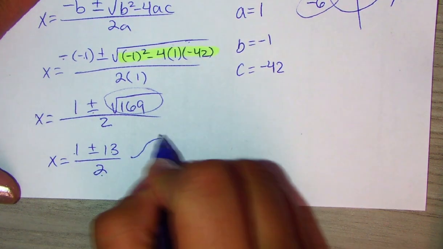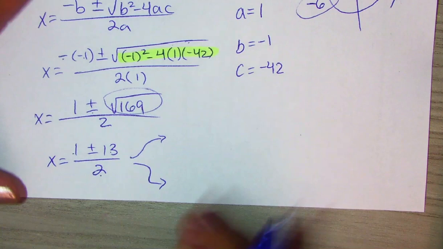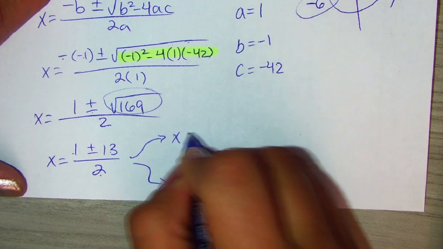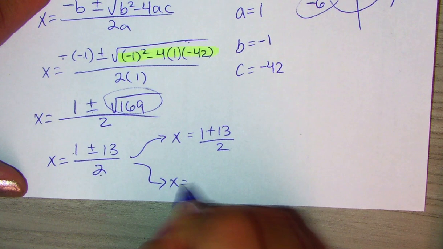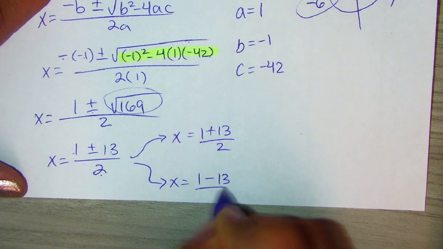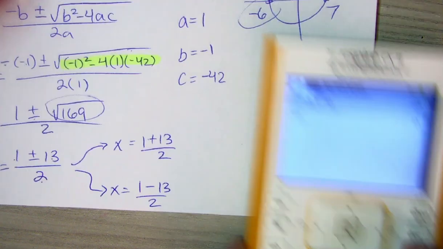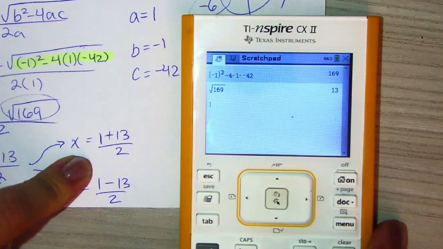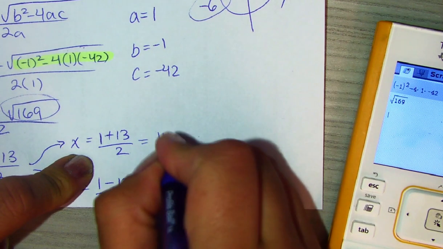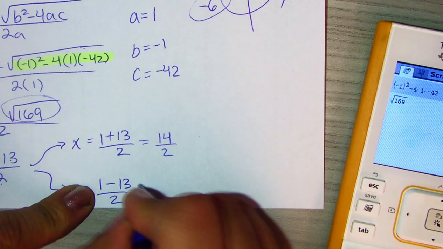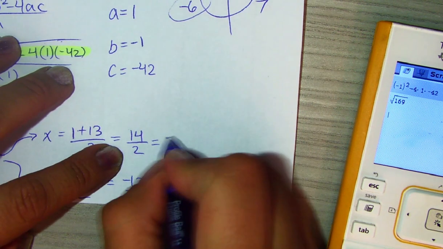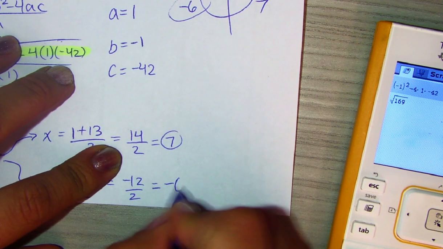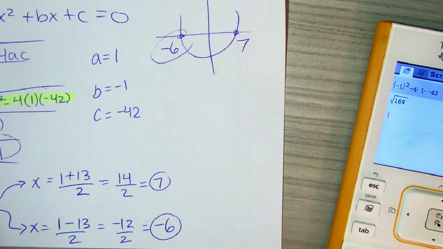So from here is where we distribute the two different answer choices we're going to have. We're going to have x equals 1 plus 13 divided by 2, and x equals 1 minus 13 divided by 2. So 1 plus 13, we know that's 14. And 1 minus 13, that's -12. If you divide these by 2, this becomes a 7, and then this becomes a -6. So that confirms that these two are the answers that we saw.